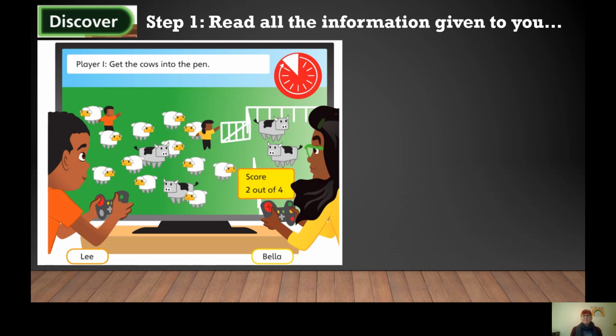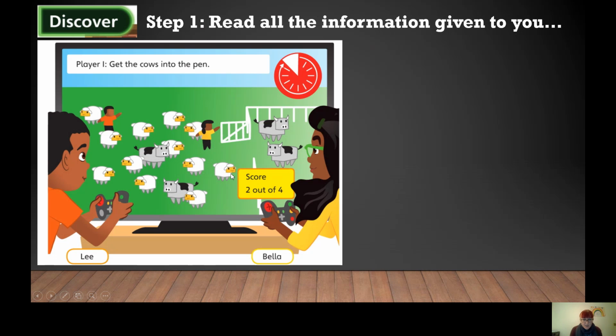Okay, step one. First thing you need to do when you're presented with a potential maths problem is to read all the information given to you. So we don't know what the mathematics involved at the moment might be, but we do know that we've got Lee and Bella. Looks like they're playing something online, a computer game. It involves animals and it involves potentially herding them into a kind of pen, which is a fenced off area. We've got sheep, 1, 2, 3, 4, 5, 6, 7, 8, 9, 10, 11, 12. So we've got 12 sheep. We've got 1, 2, 3, 4 cows, and we've got 2 herders here.